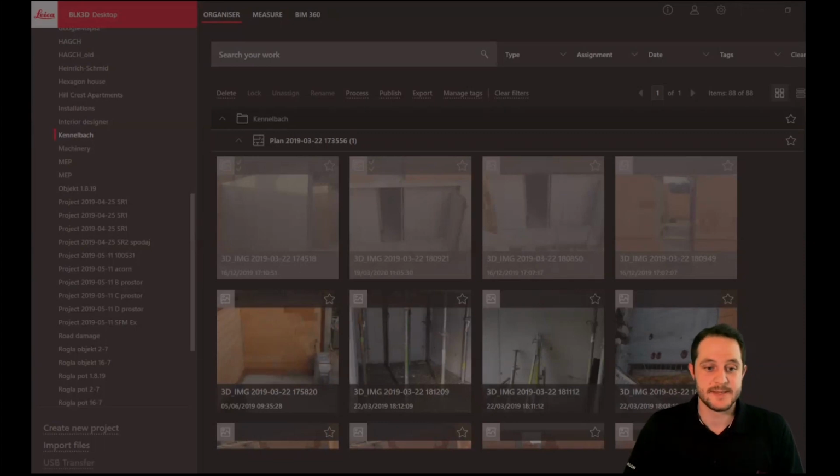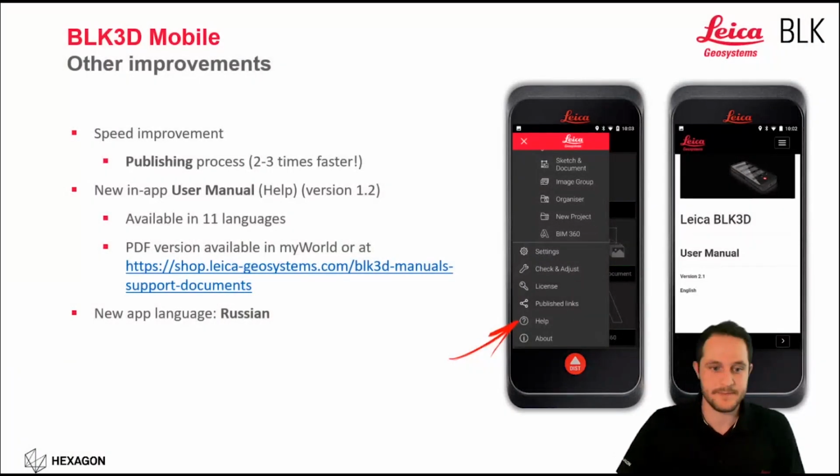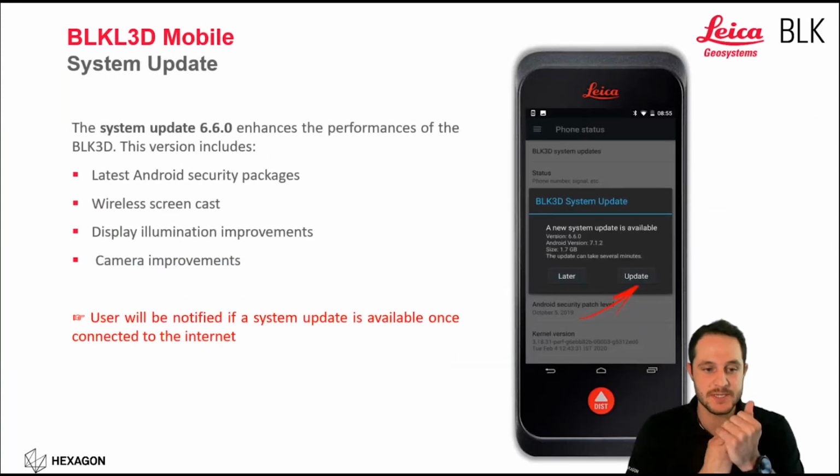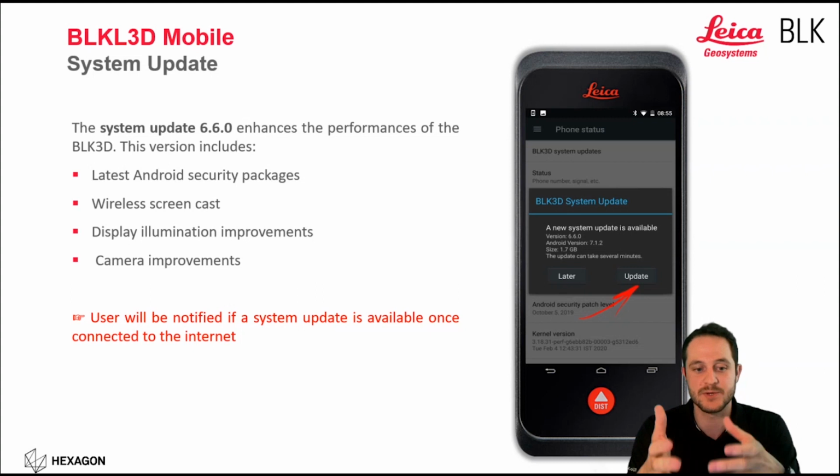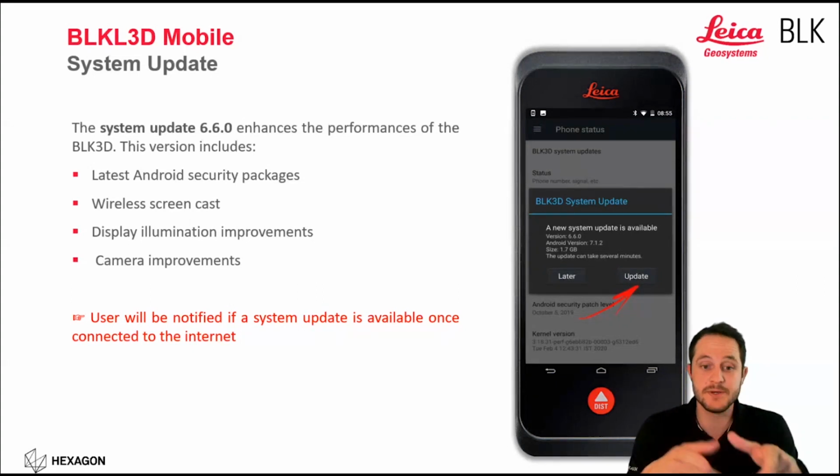We also updated, sorry, I need to switch here. We also updated the user manual, added the language Russian, for all the Russian speaking. And we also did some good things with the system update to 6.60. So we added the latest Android security package. We have wireless screencast. This is very cool if you're doing demos and things like that, especially when you go to see someone or you want to present to the computer. So I'll show you how to do that. There are some instructions in this PowerPoint.